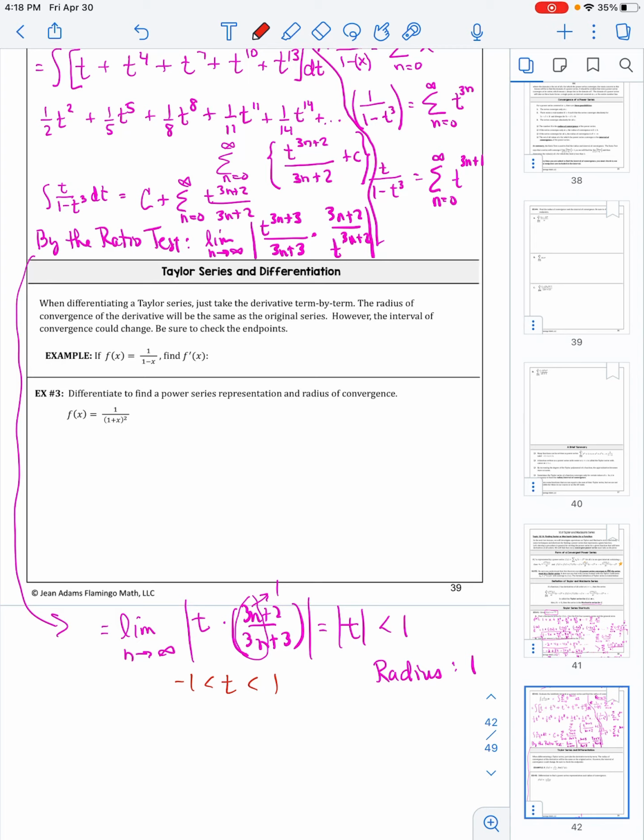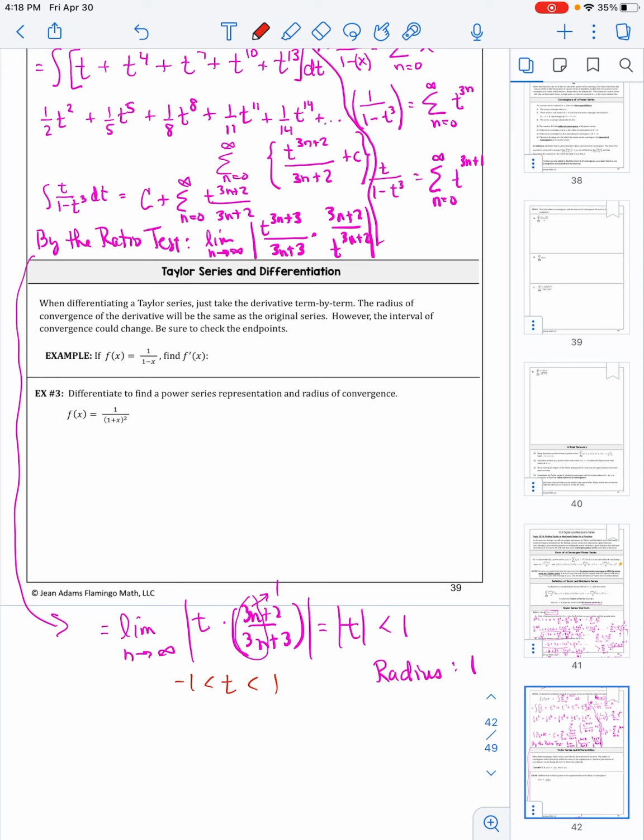When differentiating a Taylor series, just take the derivative term by term. The radius of convergence of the derivative will be the same as the original series. However, the interval of convergence could change. Be sure to check the endpoints.